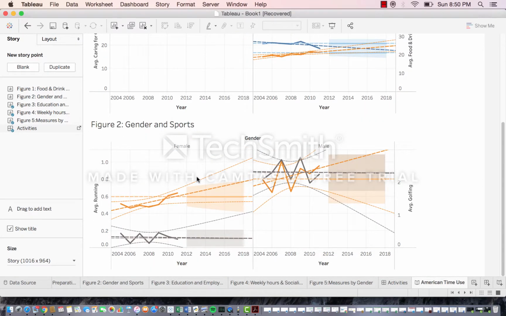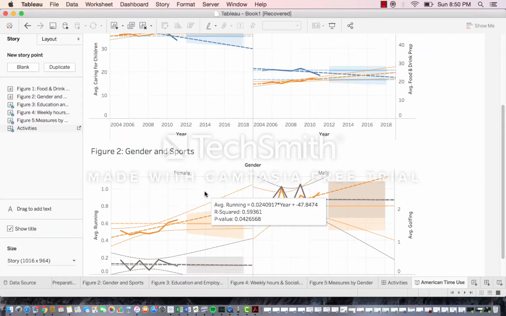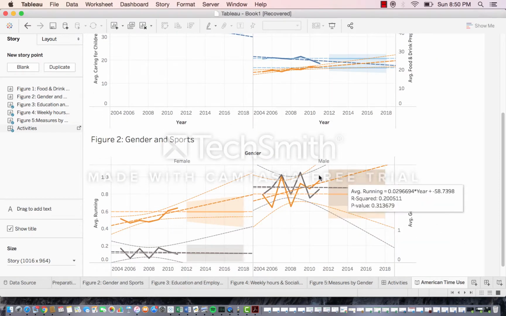And the next graph that we're going to look at is how sports impact American time use. As you can see, males spend more time on sports activities compared to females. And I also included trend lines and a prediction in this graph.